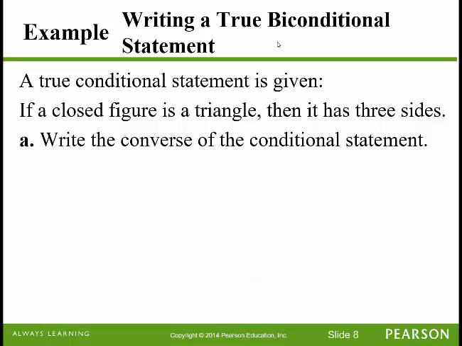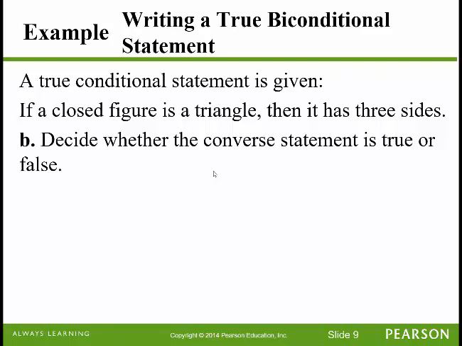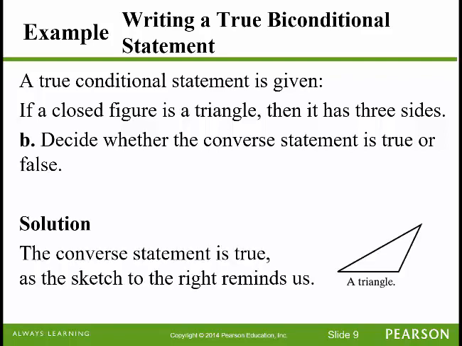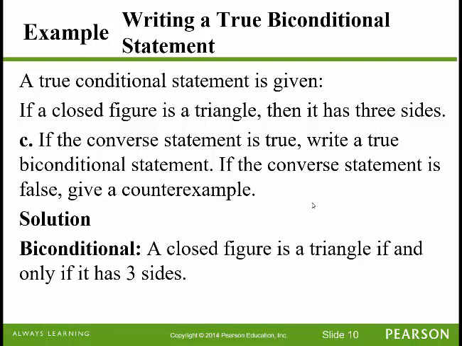All right, the converse of this, remember, the converse flips this. So if a closed figure has three sides, then it is a triangle. That's the flip. Decide whether that converse statement is true or false. Well, that converse statement is true, as this sketch reminds us. As long as it has three closed sides, it's going to be a triangle. So since the converse statement is true, we write a true biconditional statement. If it were false, we'd have to give a counterexample. So the biconditional statement is: a closed figure is a triangle if and only if it has three sides. That's that if and only if part right there. That's what signifies biconditional.